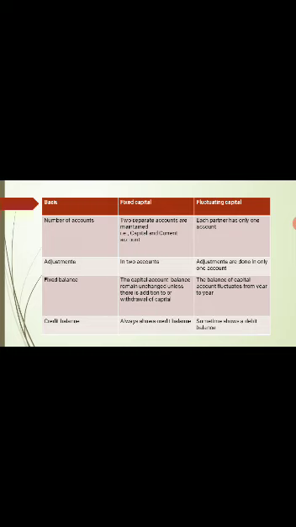Fixed balance. Under fixed capital, the capital amount balance remains unchanged, that means fixed, unless there is additional capital or a withdrawal of capital. Under fluctuating capital, the balance of the capital account will fluctuate from year to year, because as I said, everything will be specified under one particular account. The last one is credit balance. Under fixed capital, it always shows a credit balance, whereas under fluctuating capital, it shows a credit balance, but sometimes there is a chance of a debit balance as well.